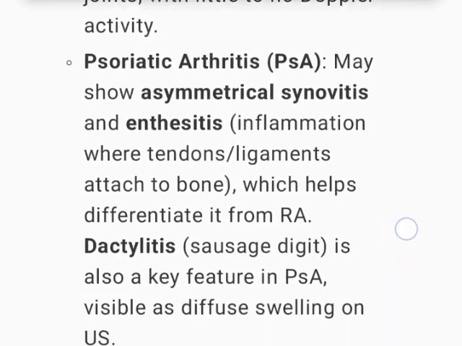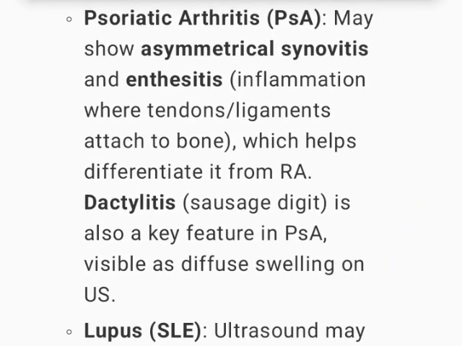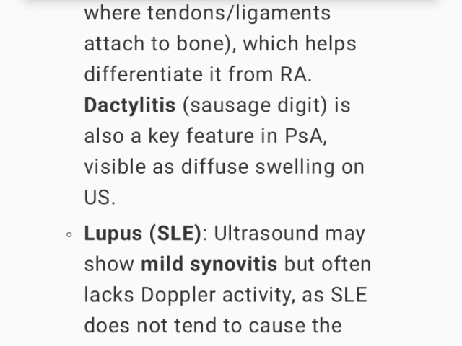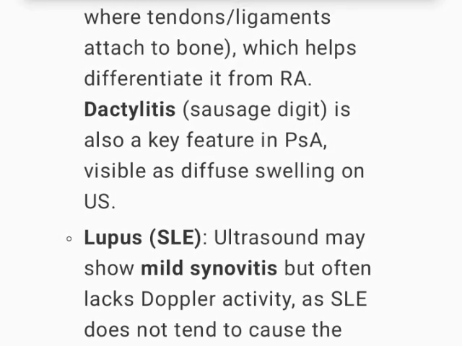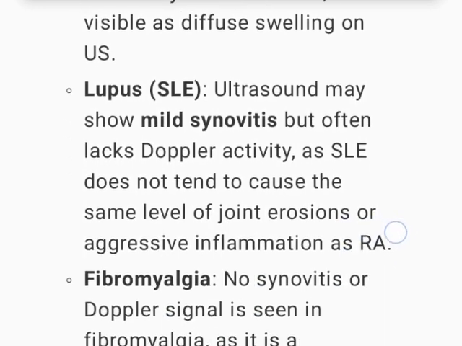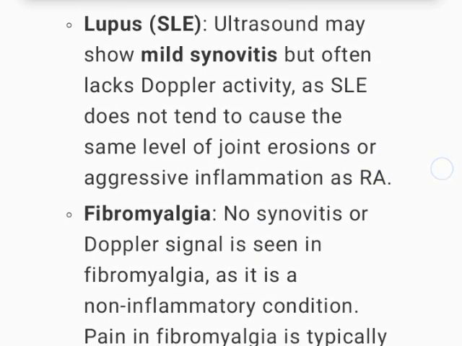Psoriatic arthritis may show asymmetrical synovitis and enthesitis, inflammation where tendons and ligaments attach to bone, which helps differentiate it from RA. Dactylitis, sausage digit, is also a key feature in PsA, visible as diffuse swelling on US. Lupus, SLE. Ultrasound may show mild synovitis, but often lacks Doppler activity, as SLE does not tend to cause the same level of joint erosions or aggressive inflammation as RA.